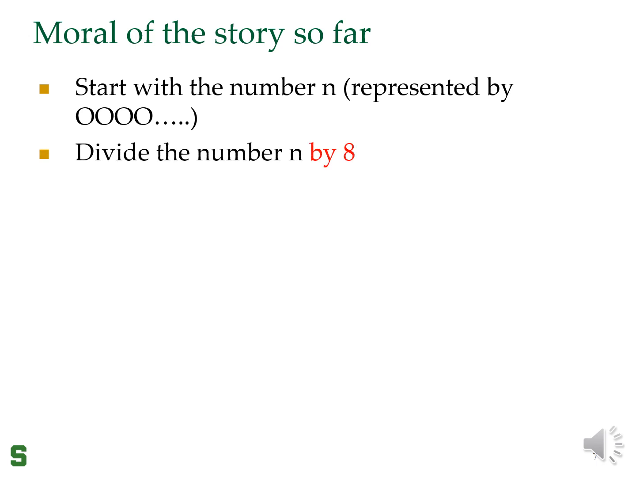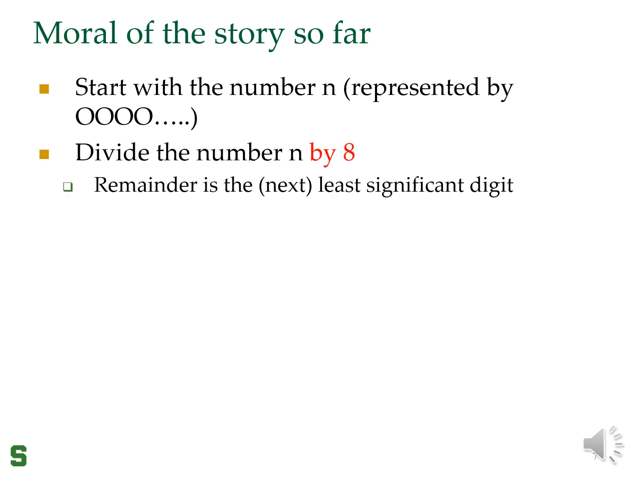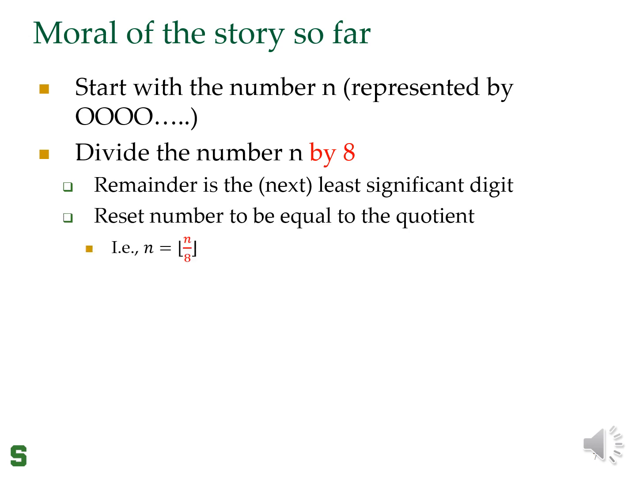So the moral of the story is we start by dividing the number by 8. The remainder is the least significant digit. We reset the number to be the quotient, and we repeat until we get the final answer.